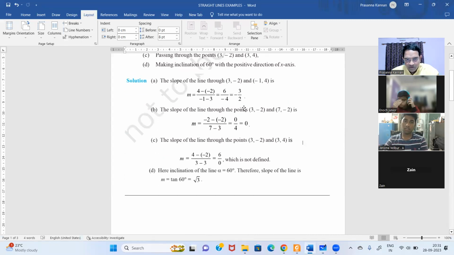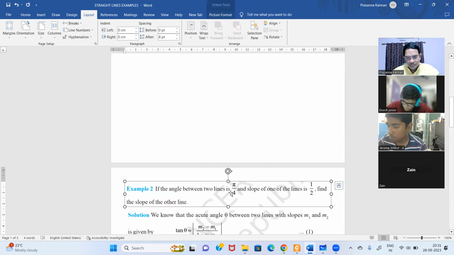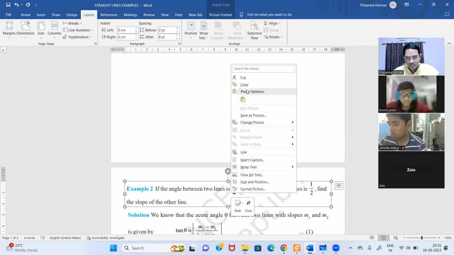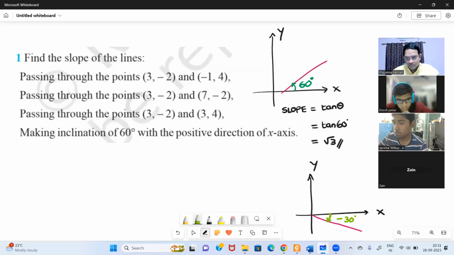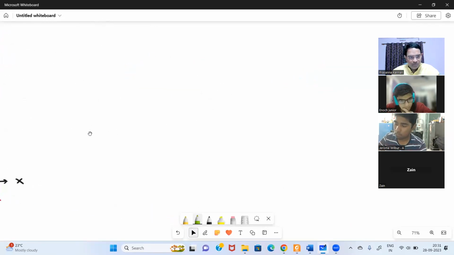Let's just verify our answers. Question number 1, the first answer we got is minus 3 by 2. Yes, second answer is 0. Third answer is not defined. Fourth answer is root 2. Is it clear, students? Okay, now we'll move on to the next question.